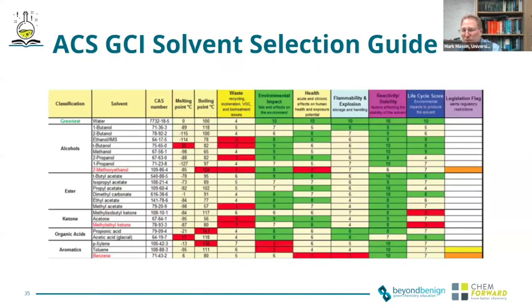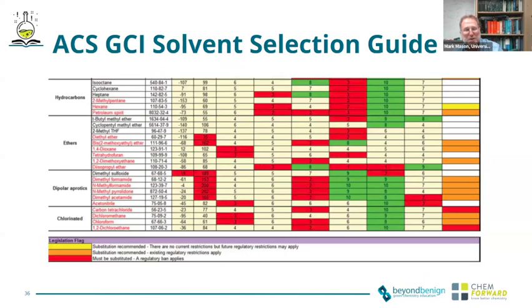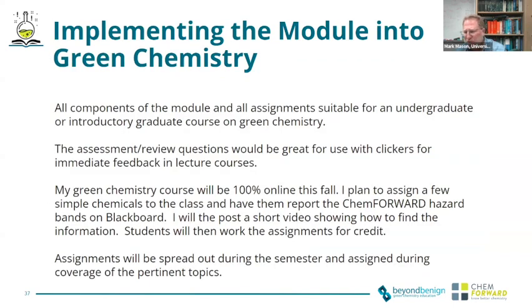Okay. You can also refer them to the ACS GCI solvent selection guide if you've used that in the past, or if you haven't, you can just go to the ACS website and download this. And again, you can find a correlation. So for instance, if we go down to chlorinated solvents and certain hydrocarbons and aromatics, there's some problems. So I think that's a way to incorporate at least that part of the module into organic chemistry. If you're teaching a course on green chemistry, I think it's all potentially useful.